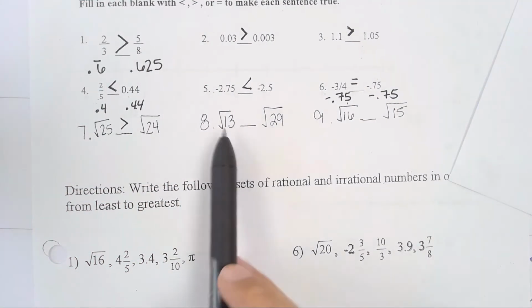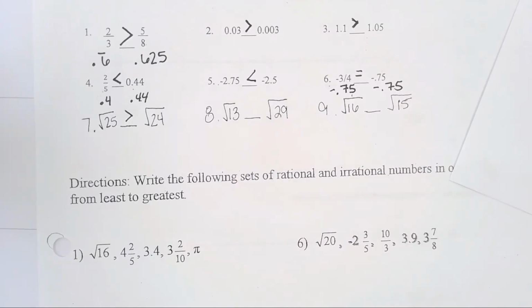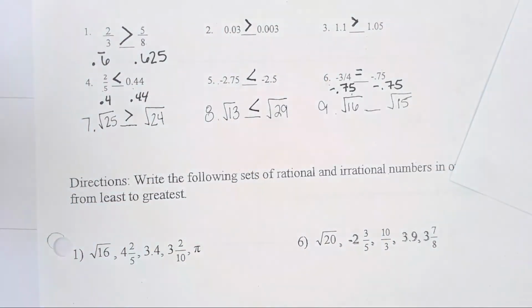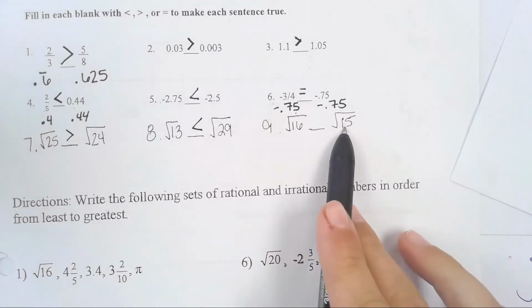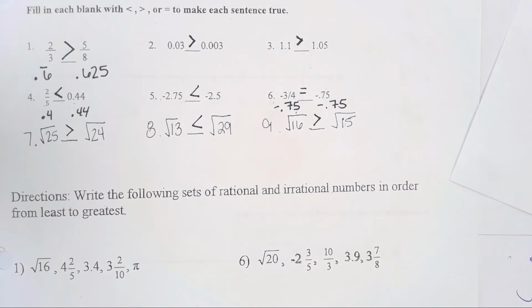How about these two? Square root of 13, square root of 29. Which number is bigger? 29. So square root of 29 is greater than square root of 13. And then the last one, 16 is greater than 15. So the square root of 16 is going to be greater than the square root of 15.